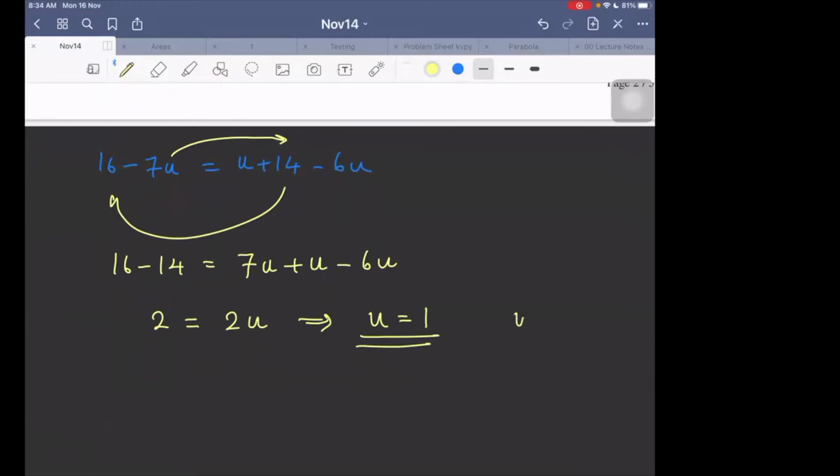Yes. And your u minus 1 is going to be 0. Cool, right?